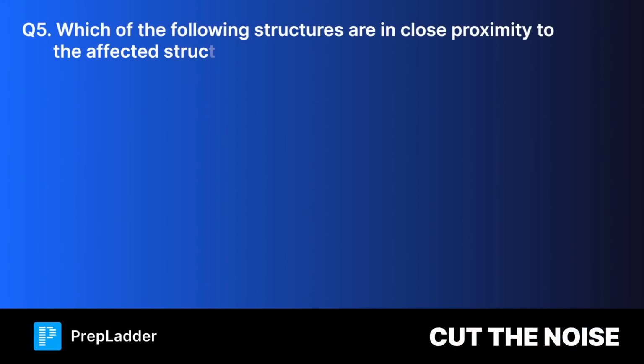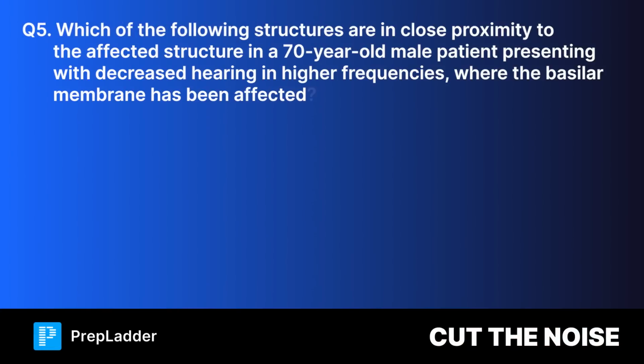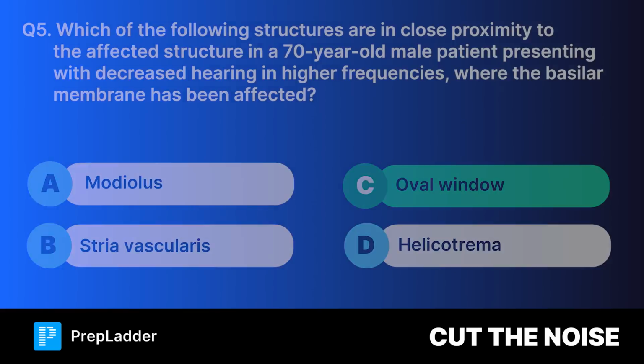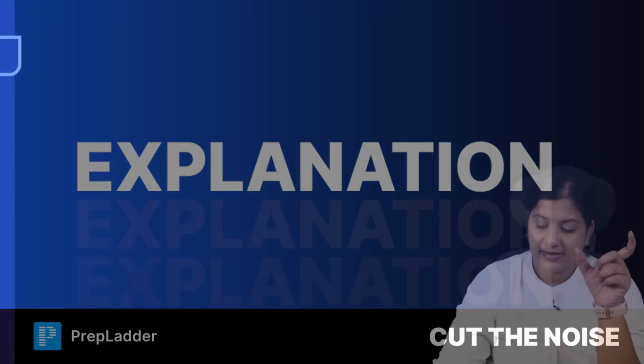Question 5. Which of the following structures are in close proximity to the affected structure in a 70-year-old male patient presenting with decreased hearing in higher frequencies, where the basilar membrane has been affected? Your options are, and the correct answer is oval window. Here's the explanation. Phase difference.